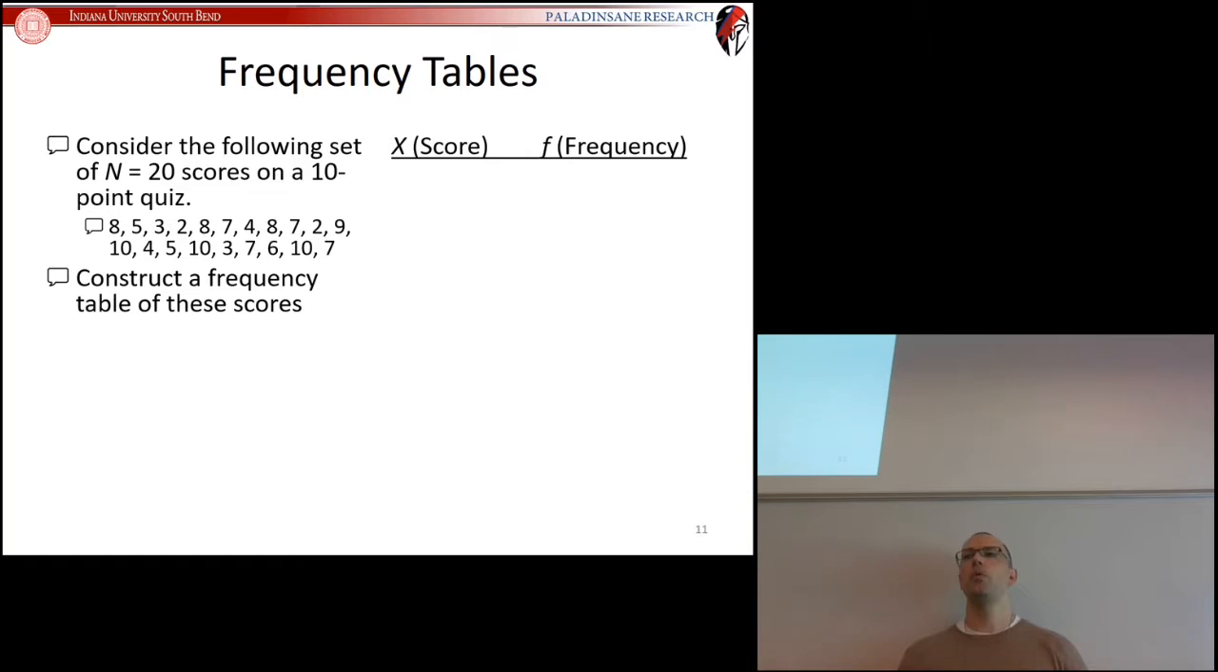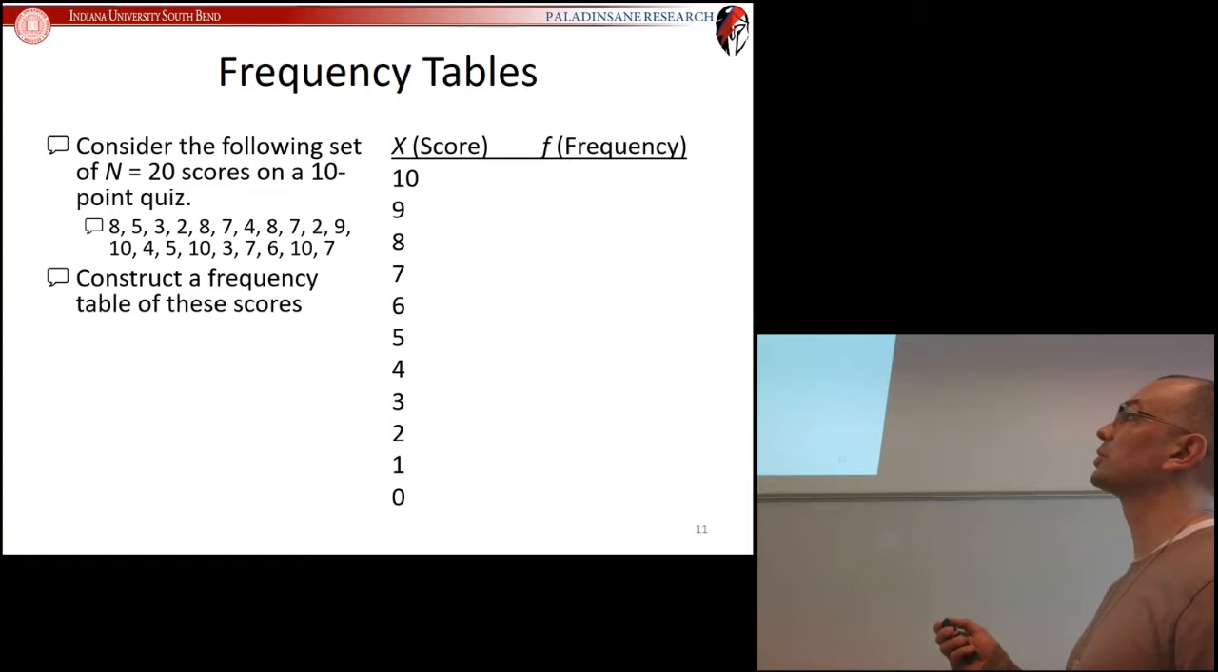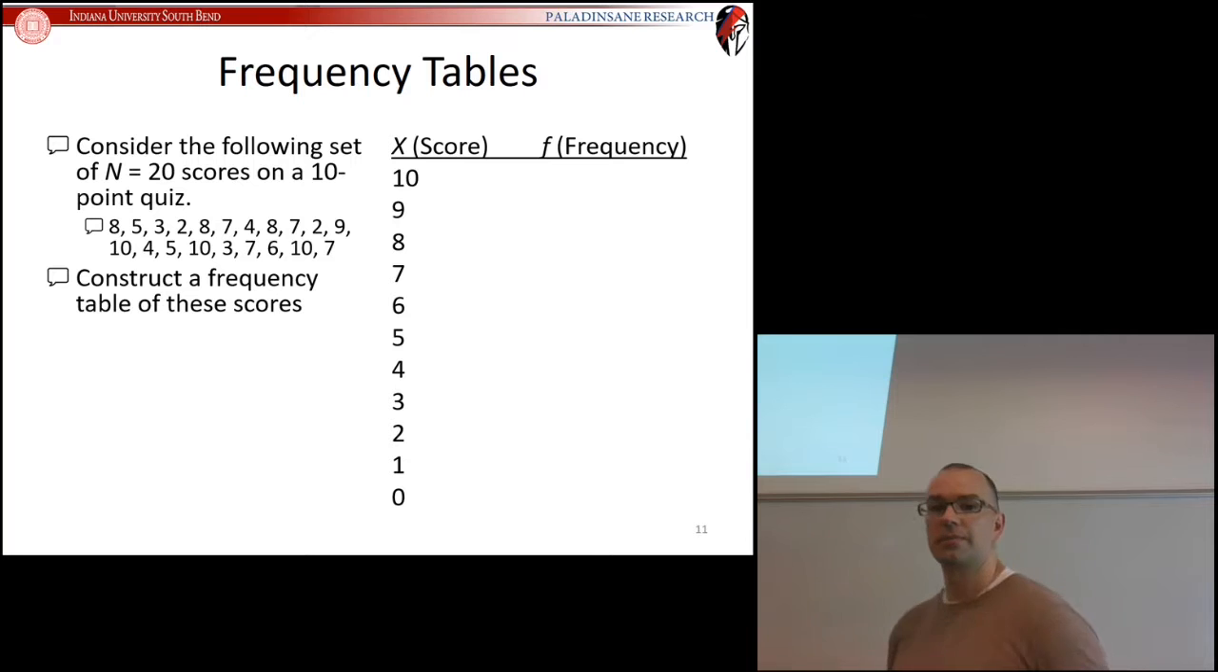So on this 10-point quiz, one possible score is a 10. Maybe somebody got it, maybe nobody got it, but it's a possible score, it goes into that column. Another possible score is a 9. You can get 9 out of 10. You can get 8 out of 10. You can get 7 out of 10, 6 out of 10, all the way down to 0 out of 10 if you got every single question wrong. So those are all the possible scores. So again, do not read this as the scores like you would normally. In a frequency table, read that as the possible scores.